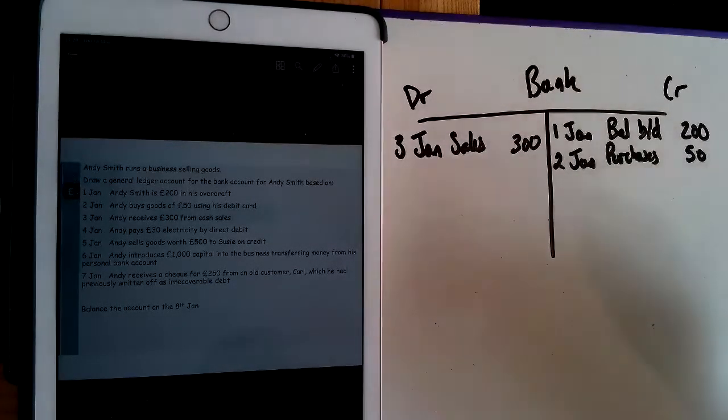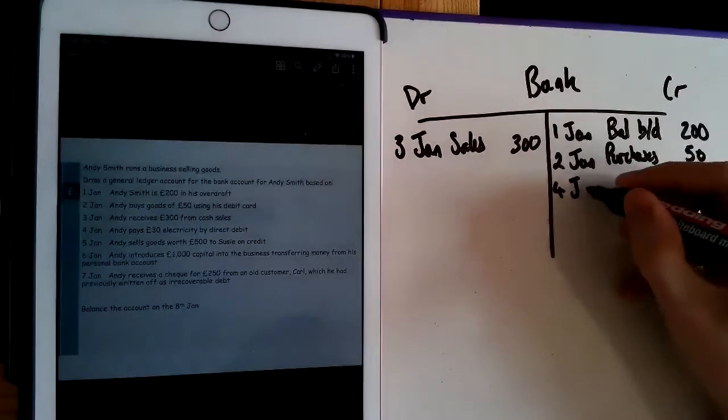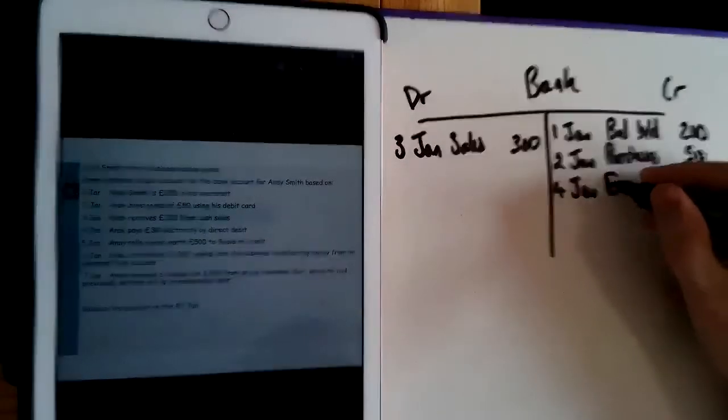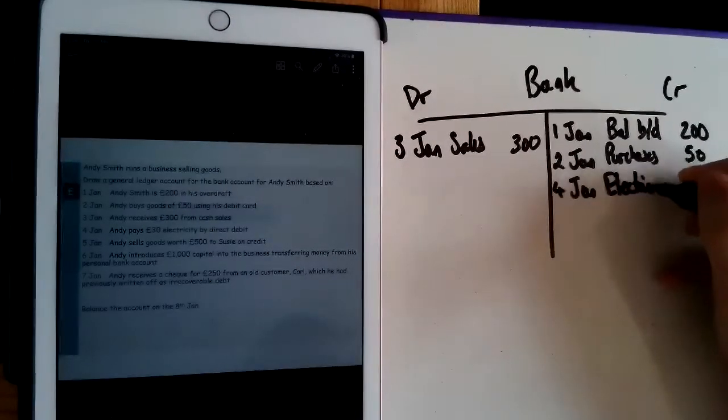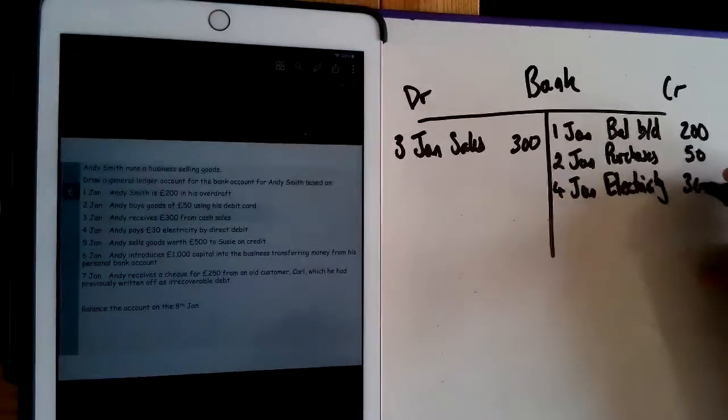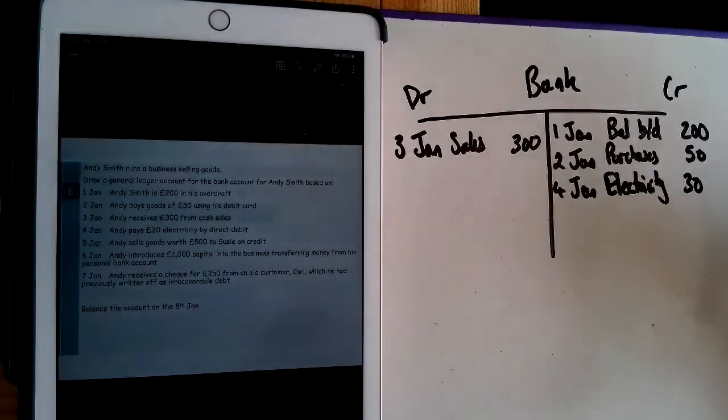4th of Jan, Andy pays £30 electricity by direct debit. So that's money going out of his account. So 4th of Jan, electricity for £30.